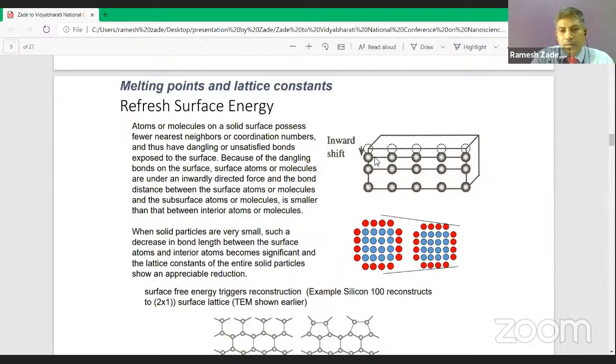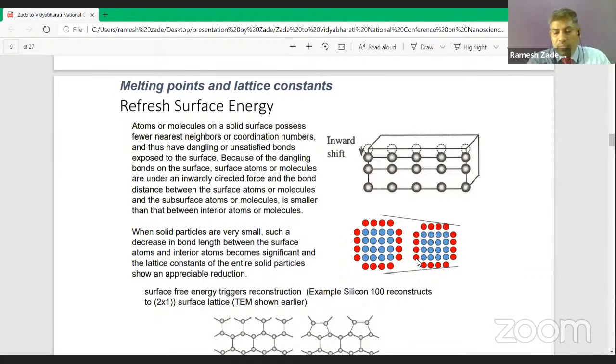Now just look at this. Why is there a decrease in the melting point? As I told you, these nanoparticles have an upper surface which is not coordinated, and only the lower surface is coordinated. Because of that, the surface atoms, you can see here, are pulled inward. There is an inward shift, and because of that, the distance between two bulk atoms is larger than the distance between the surface atom and the bulk atom. So the surface atoms and bulk atoms are very close, and they can easily melt, and that is how it helps in sintering the material.